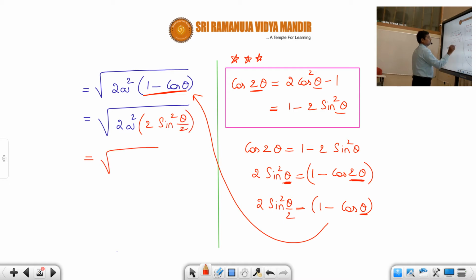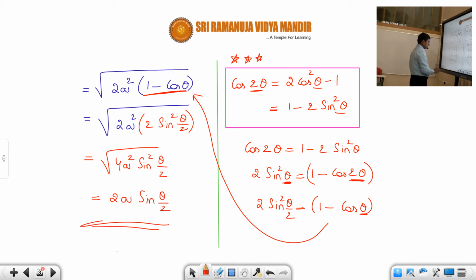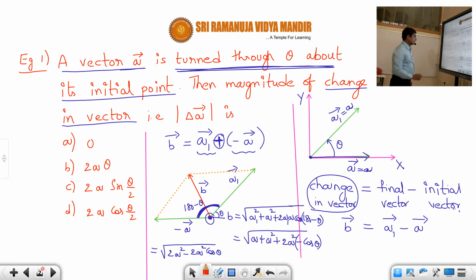So that is equal to root over 4A square sin square theta by 2, or we can write it as 2A sin theta by 2. So this is the answer, students. So 2A sin theta by 2, that means our answer is option C. I hope, students, you understood this one. Basically here nothing new we have done.